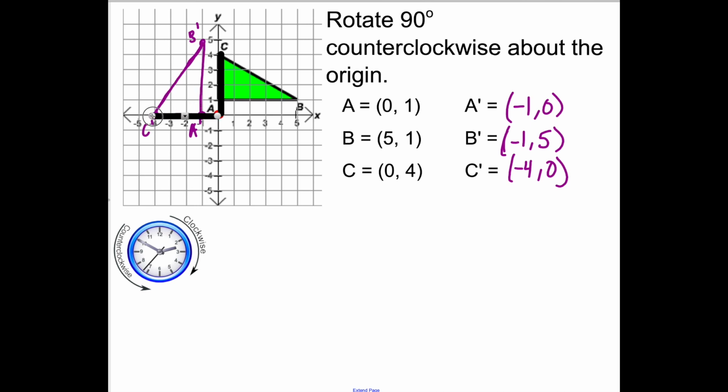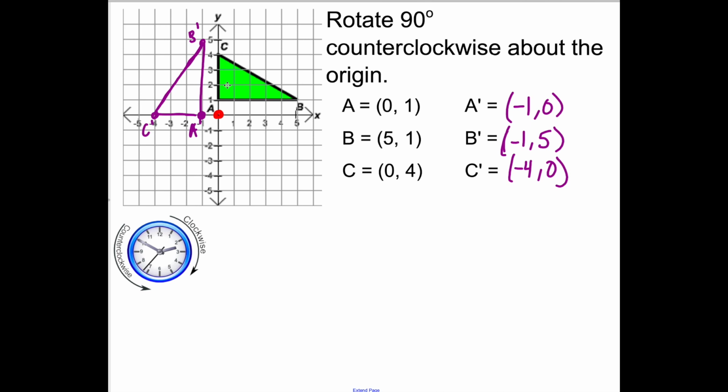90-degree angle, and the same thing with A. Because they're on the same line, I would get a 90-degree angle. So you can see again, between any pre-image point and image point, you're going to have a 90-degree angle because this is a 90-degree rotation. All right, what do we notice about the points?